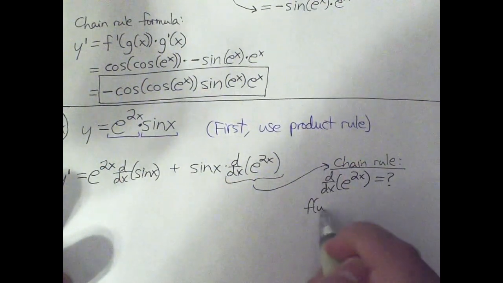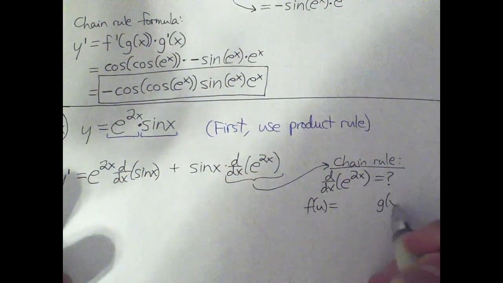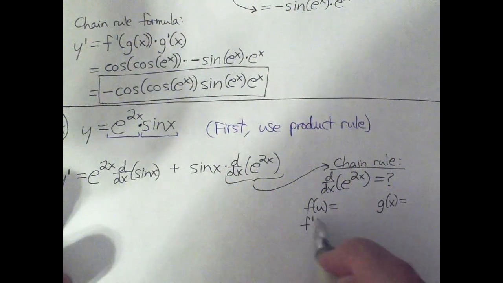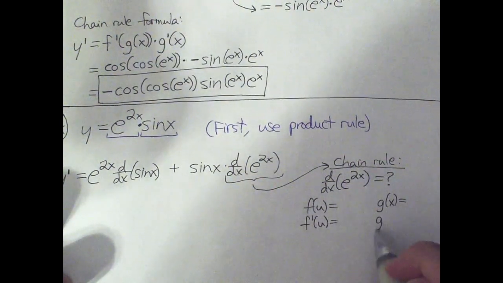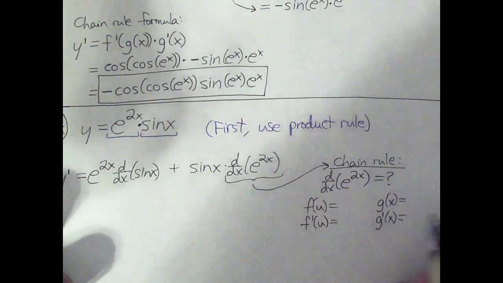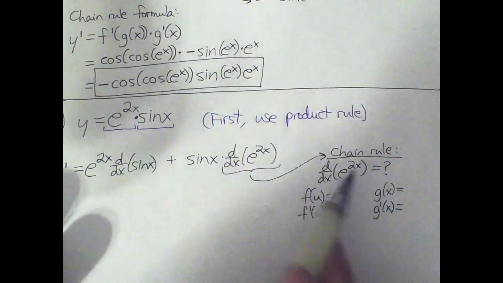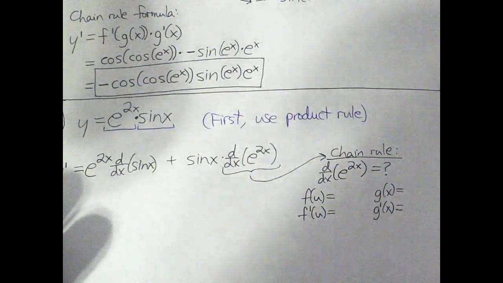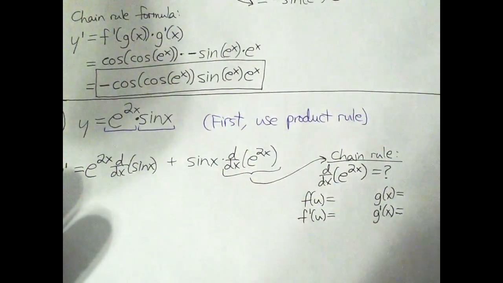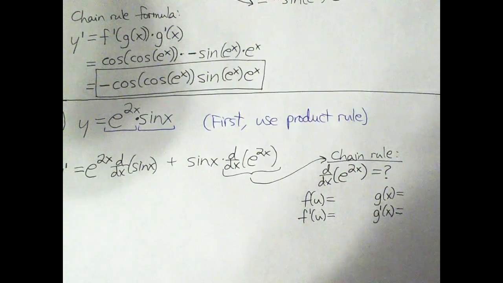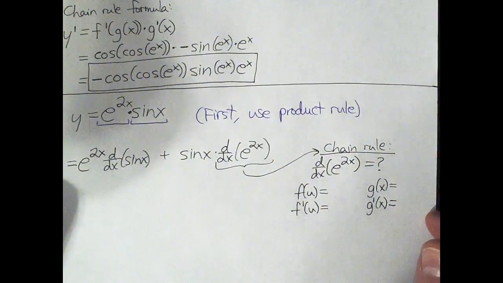Let's set up f and g and f prime and g prime. So this is a problem that uses a combination of rules. It uses the product rule and the chain rule in the same problem. Maybe later we might have one that uses the quotient rule also. So sometimes multiple rules in one problem.